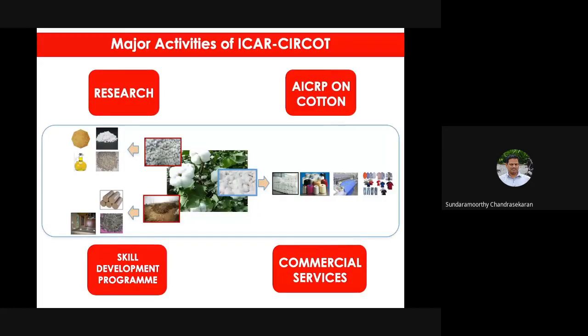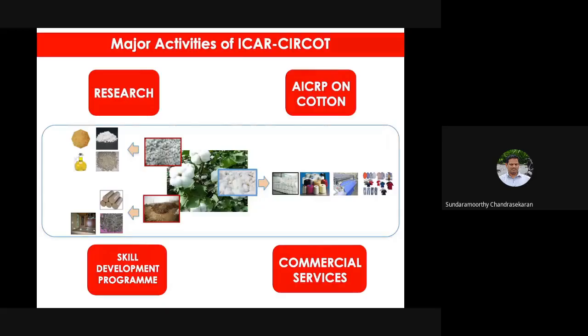Now coming to the major activity of our institute, Central Institute for Research on Cotton Technology. Our prime aim is to do basic and strategic research in the area of processing of cotton and its agrobiomass, and then we have to develop value-added products. And we are a major part of the quality assessment in the cotton production system. Besides that, another major mandate is that we have to provide skill development activities and incubation services. And because of the infrastructure which has been developed in our institute, we also function as a referral laboratory for the testing of cotton. So we provide that commercial service as well.